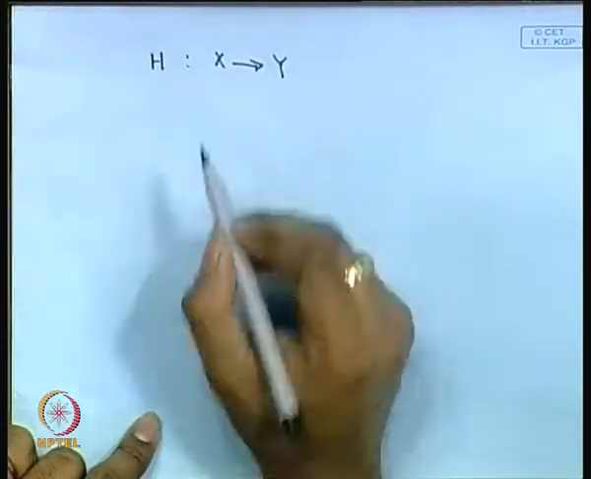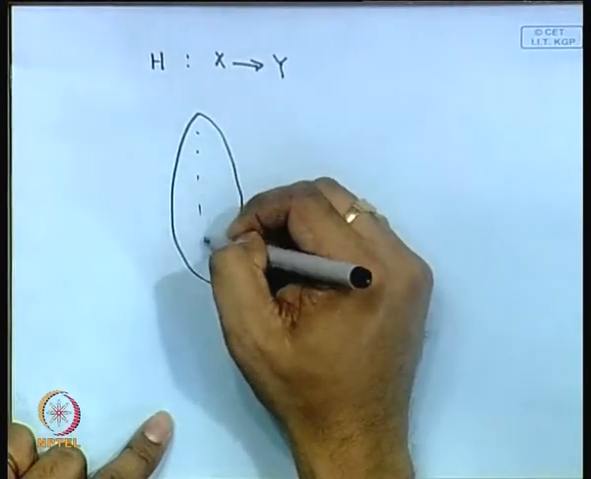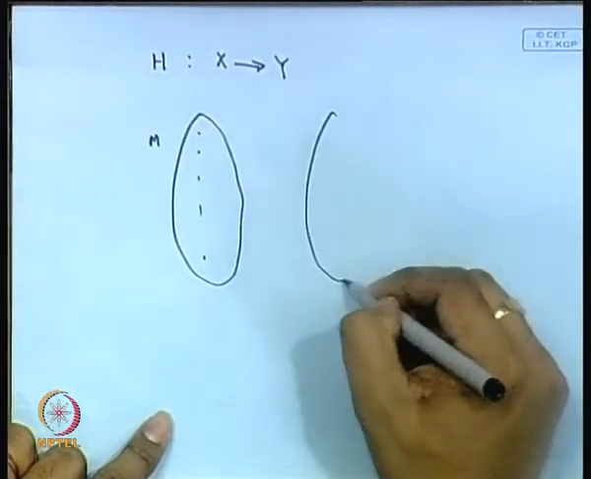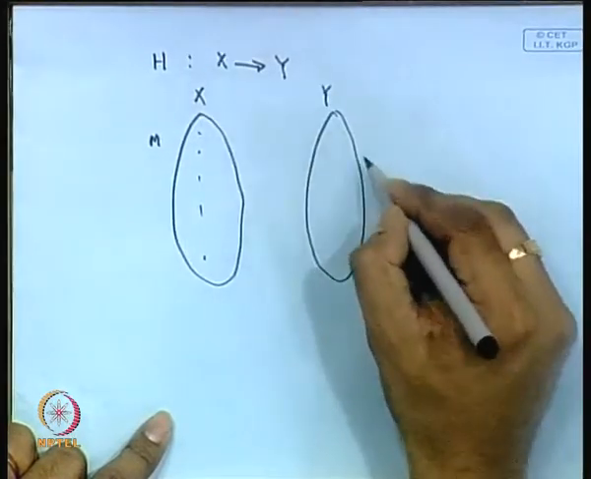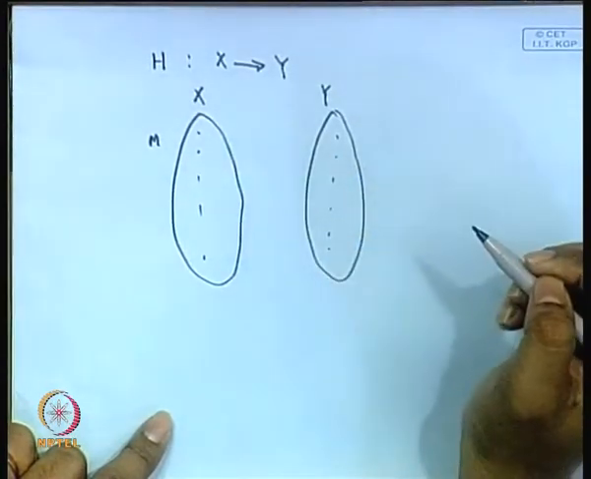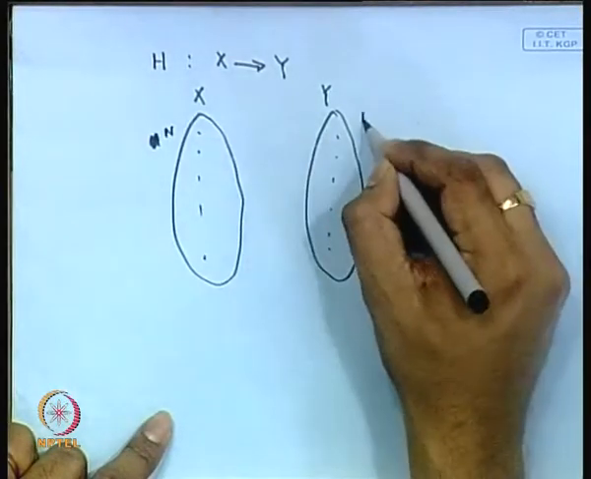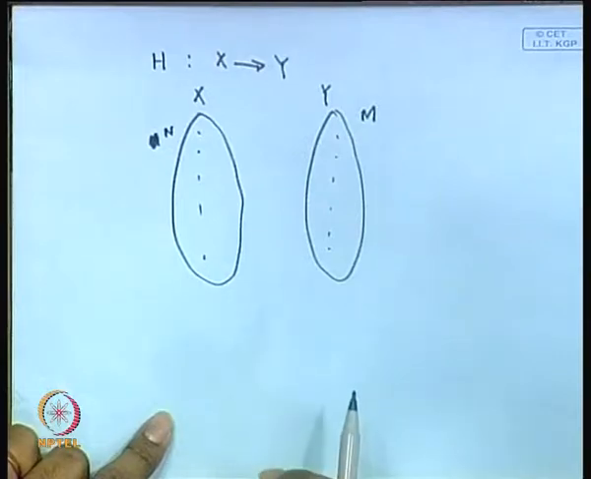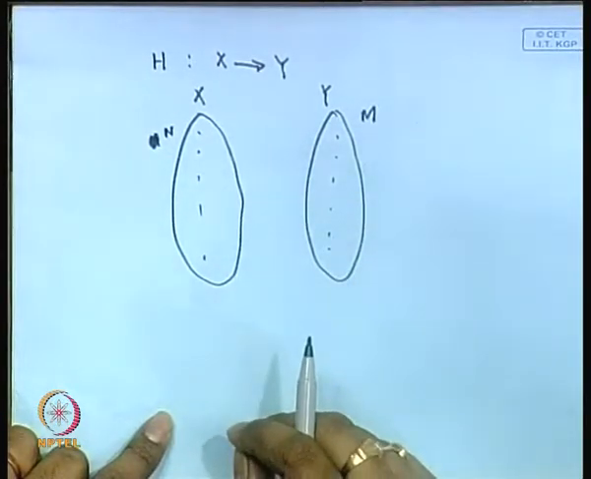So how many values of x are there? If I assume that in x there are say m values, and in y, so this is x and this is y, there are say... if you can assume that x is n and y is m, just to keep the notation same. So how many possible mappings are there?